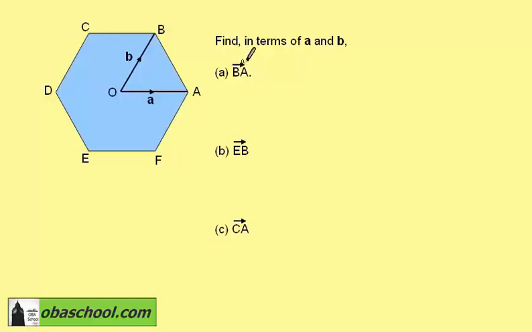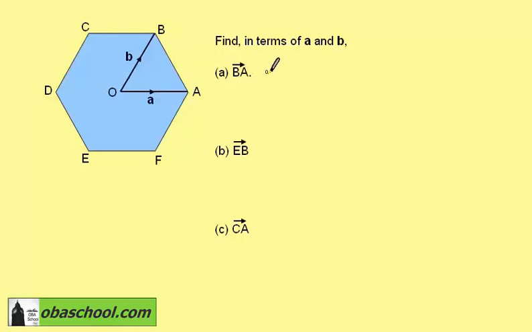We want to find, in terms of the vectors a and b, which we can see on the diagram, a being a vector that goes from O to A, and b being a vector that goes from O to B, the vector BA. We did this in the last example as well, but it's a start point for this example, which is quite long and involved.